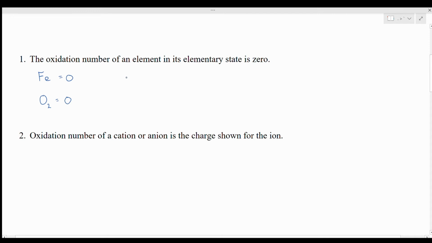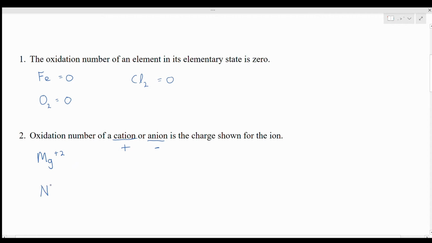For example, if you had Cl2, the same case applies where you just have chlorine here and no other element, so the oxidation number will be 0, and so on. Rule number 2. Oxidation number of a cation or anion is the charge shown for the ion. So this means that if they tell you the charge, if they tell you that magnesium has a +2 charge, this would be a cation. We know that cations have a positive charge and anions have a negative charge. Then you know that for this ion, the oxidation number will be +2.